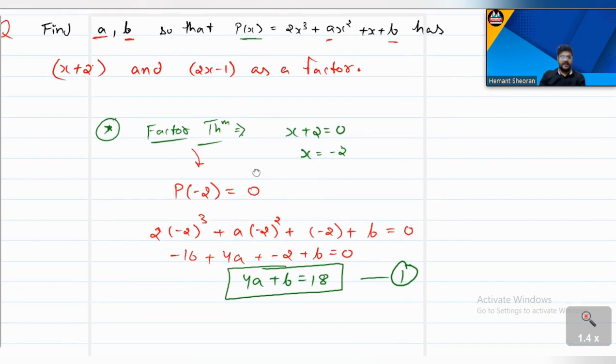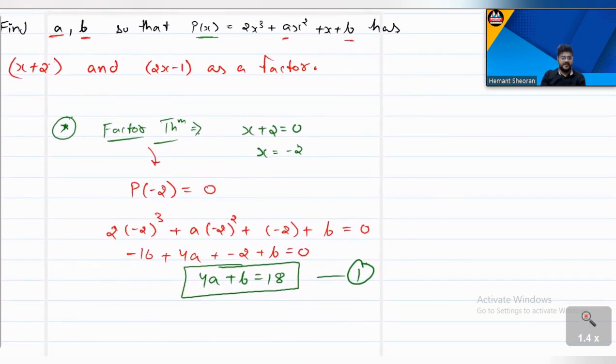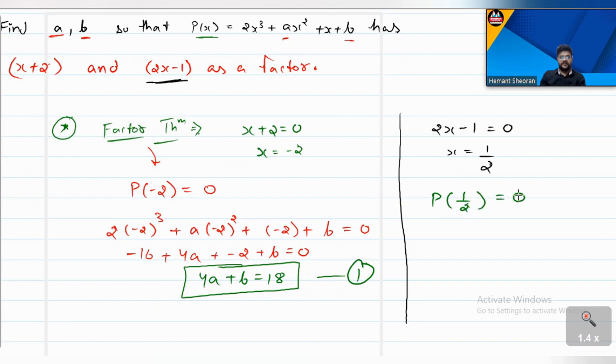Now I will apply the same factor theorem for what? The same factor theorem for this factor 2x minus 1. So now if we do 2x minus 1 is equal to 0, we get a value for x as half. Yes or no? And then you're going to find p of half and equate it with 0. Yes or no? So let's find p of half. So 2 times 1 by 2 whole cube plus a times half square plus half plus b is equal to 0.